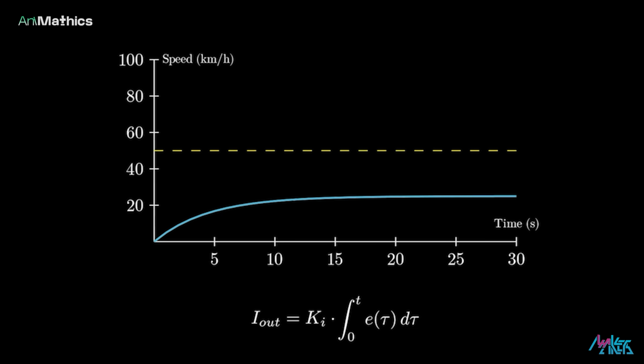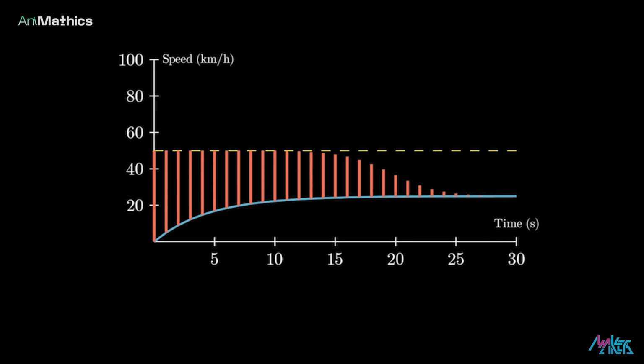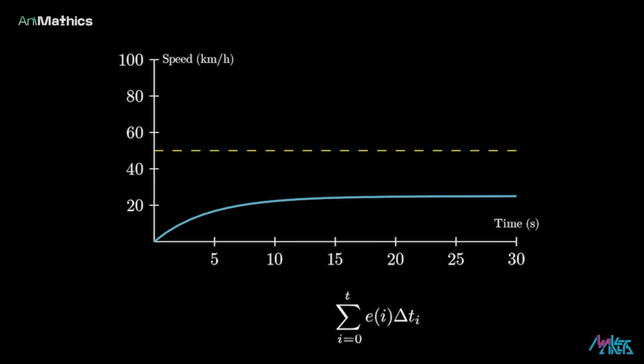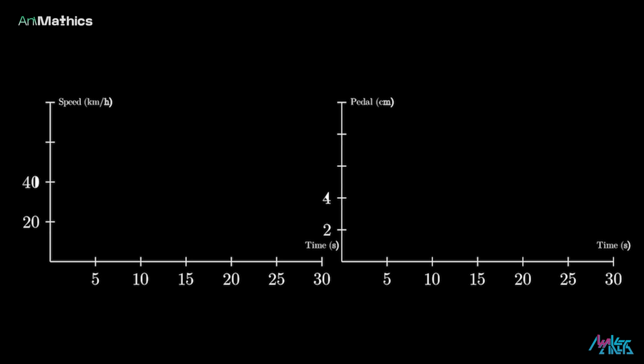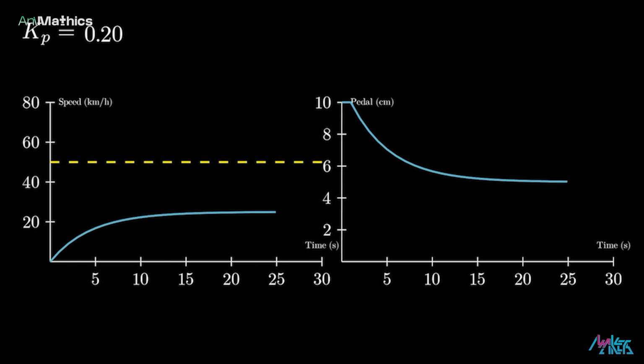However, it's clear that we can't calculate the integral the same way we find the bounded area of a function. In real life, we often don't even have an exact function to work with. So, to simplify things, we redefine the integral in our system as the sum of values taken at each fixed interval. For example, if the interval is 1 second, then every second we simply add up once. Let's set Ki to 0.012.